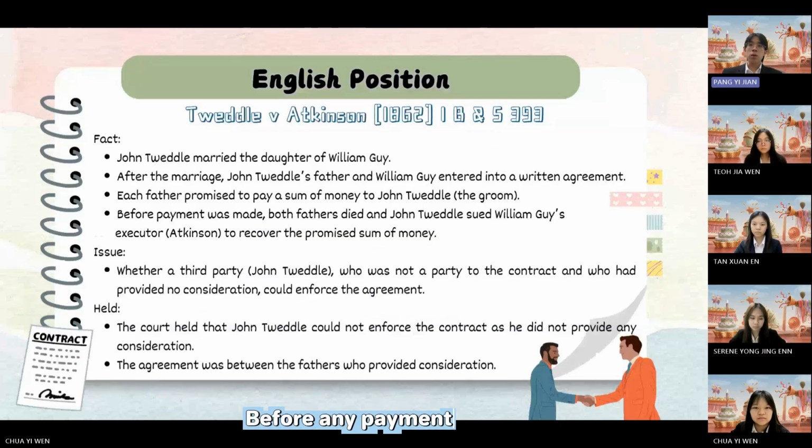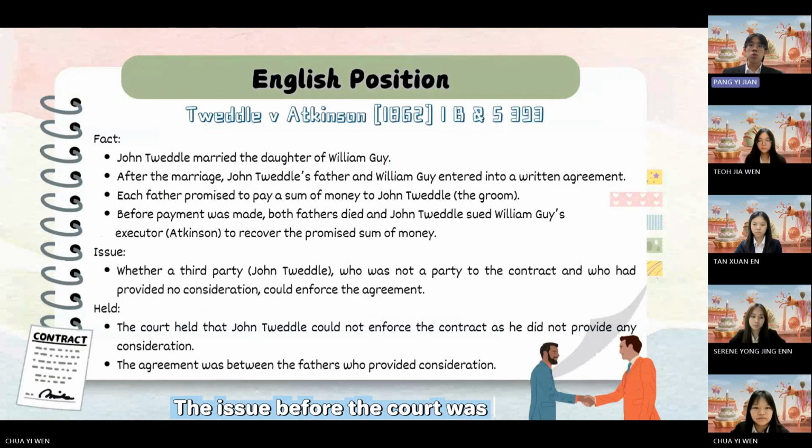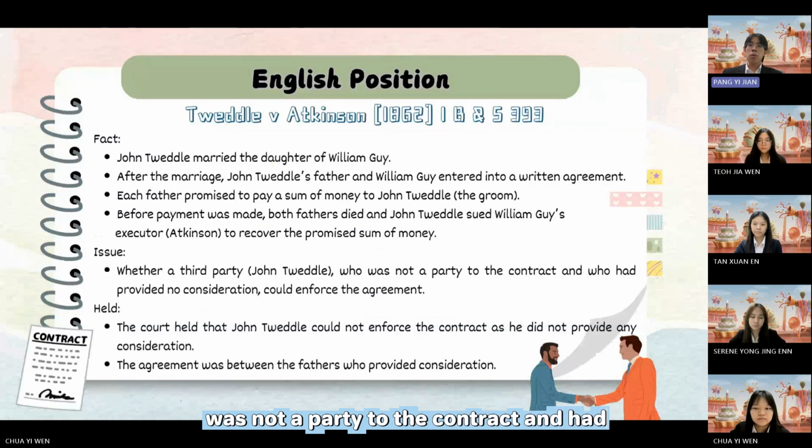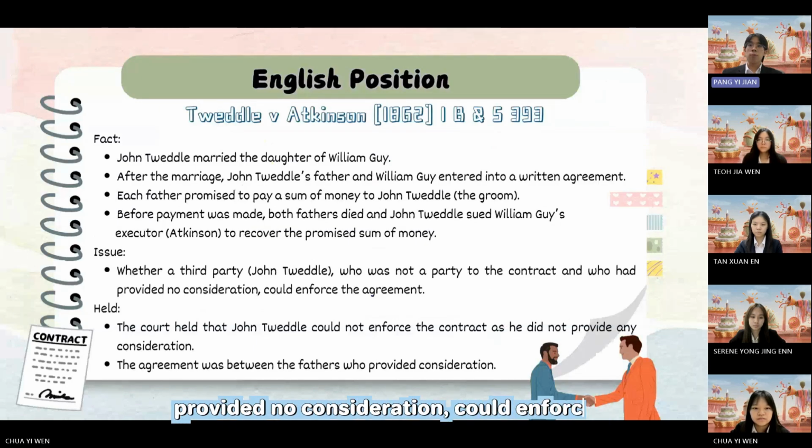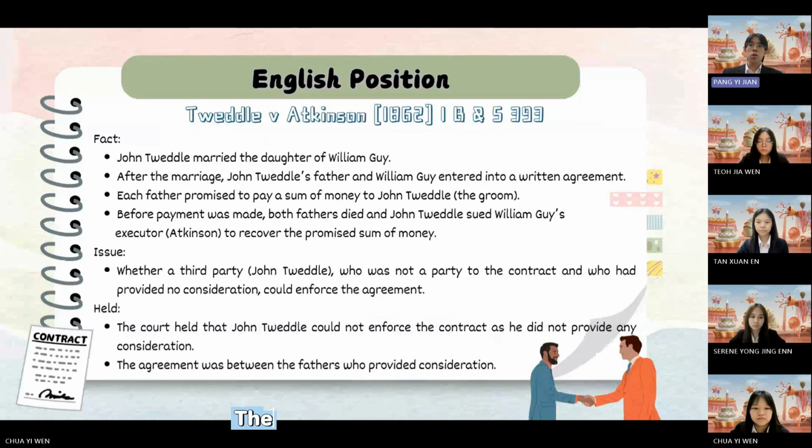Before any payment was made, both fathers passed away, and John Tweedle then brought an action against William Guy's executor, Atkinson, to recover the promised sum. The issue before the court was whether John Tweedle, who was not a party to the contract and had provided no consideration, could enforce the agreement. The court held that John Tweedle could not enforce the contract.